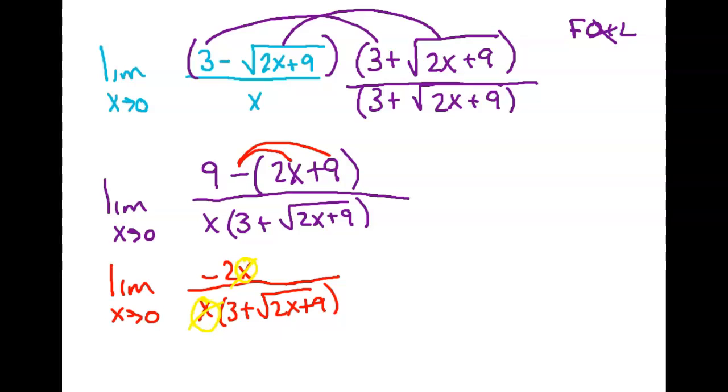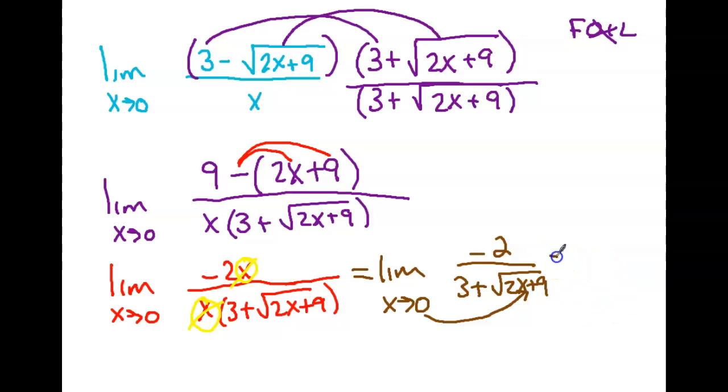So now that that's done, we're going to do the limit as x approaches 0 of negative 2 over 3 plus the square root of 2x plus 9. And we're going to go ahead and direct substitute in the 0. So we're going to get negative 2 on top, and on the bottom we get 3 plus root 9, which is 3. So we get 3 plus 3, which is 6, and that simplifies to negative 1/3.